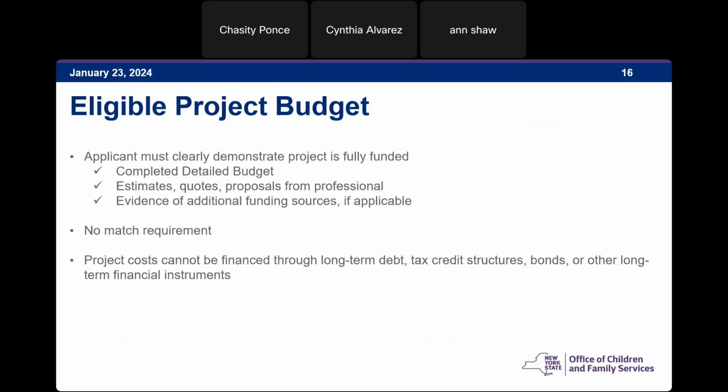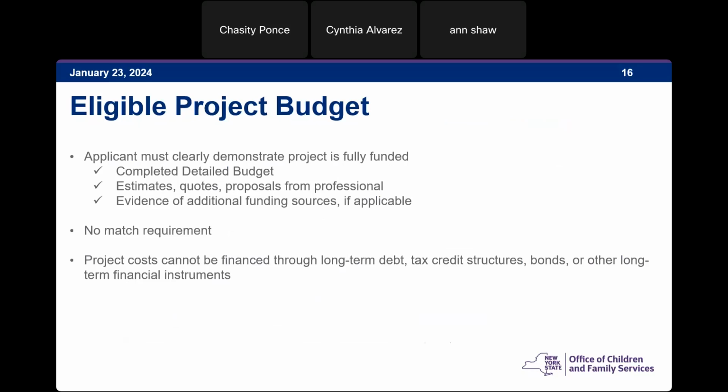Your eligible project budget. These are the things we want you to focus on in the coming weeks and months leading up to the application submission deadline. Applicants are advised that grants are awarded to applicants that can demonstrate their project is fully funded and can be completed with the grant funds and any other funding they may need as necessary for the project.